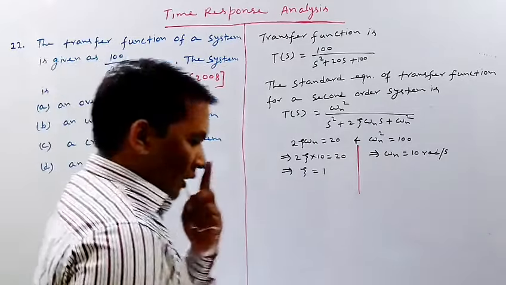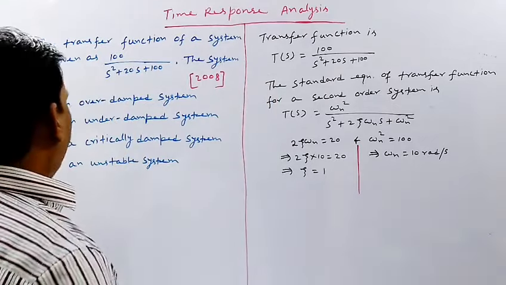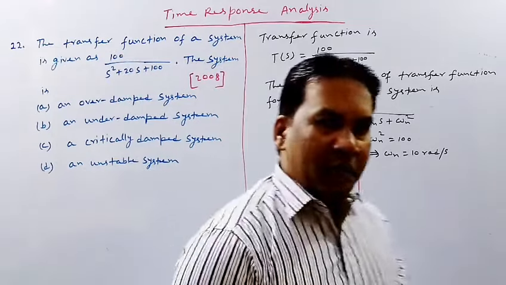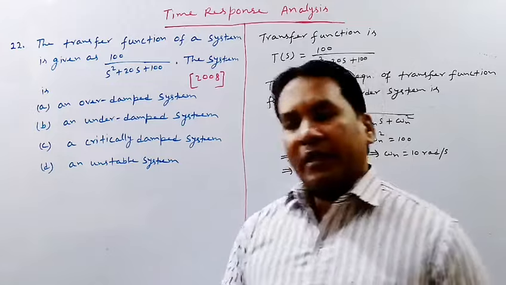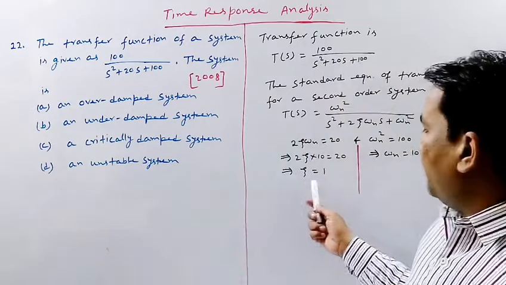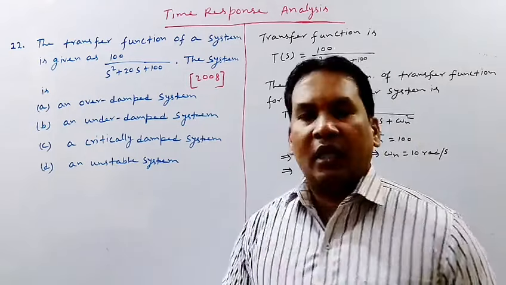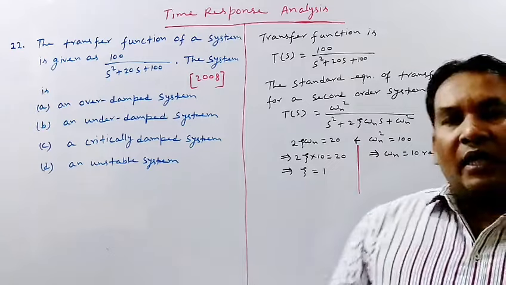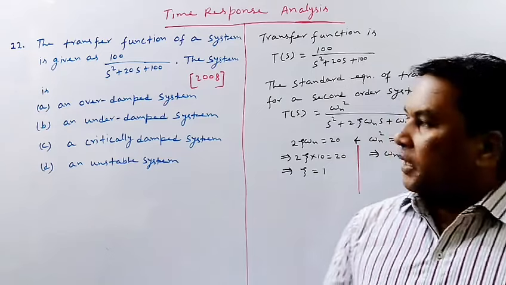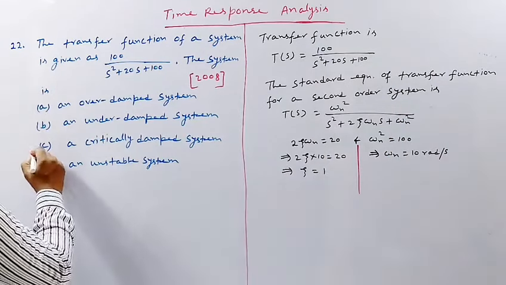So zeta is 1. So what will be the system? The system will be critically damped. It will neither be underdamped nor overdamped, because for a system to be overdamped, zeta should be greater than 1, and for a system to be underdamped, the value of zeta should be less than 1. So the system is neither overdamped nor underdamped, but it is critically damped. So option number C is correct.